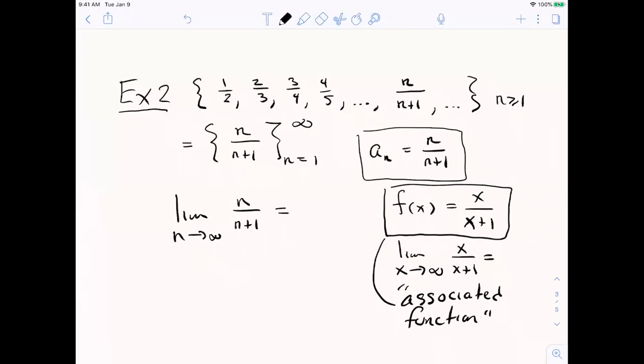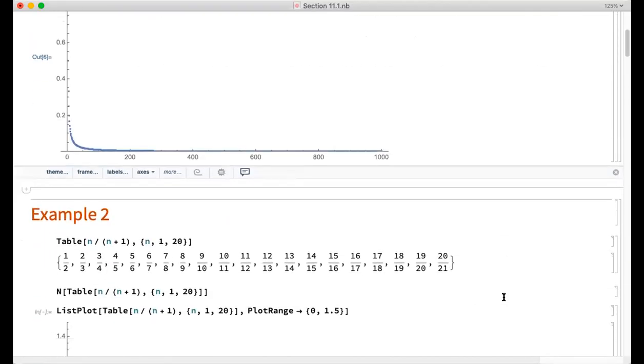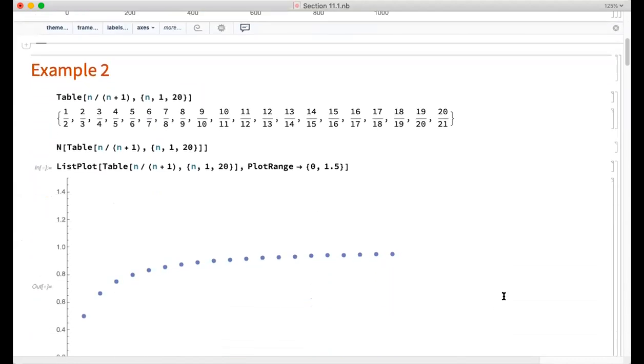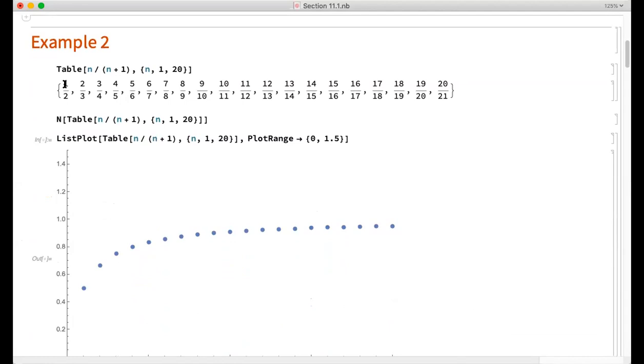Let's go back to Mathematica and look at a picture. Here comes Mathematica. I've got example 2 all ready for you. I wrote the table out in Mathematica a little bit further than what I was willing to write by hand. But yeah, those numbers, 4/5, 5/6, and so on and so on.